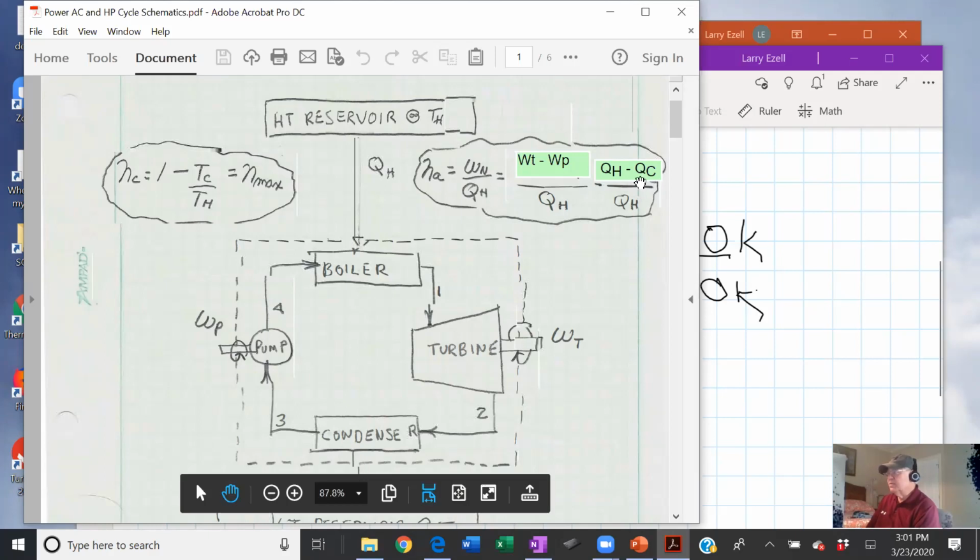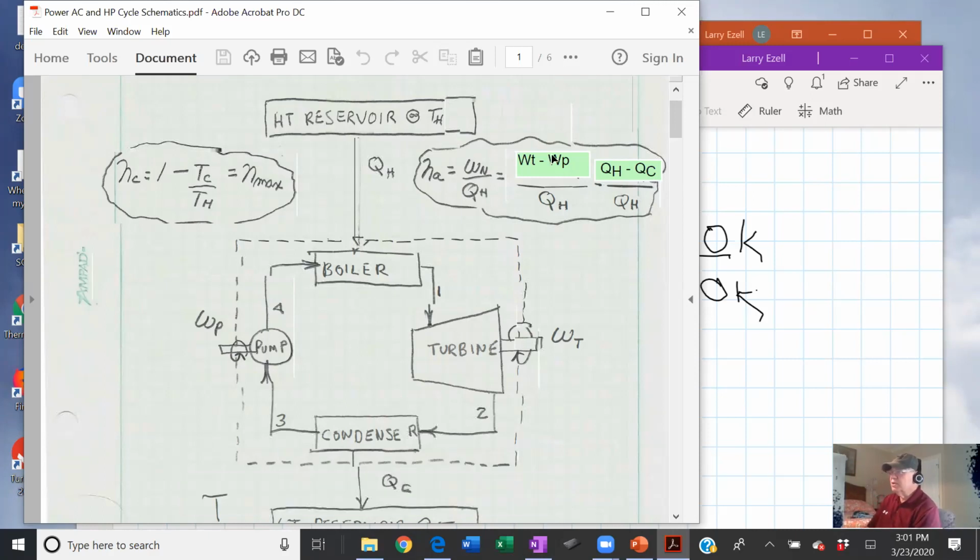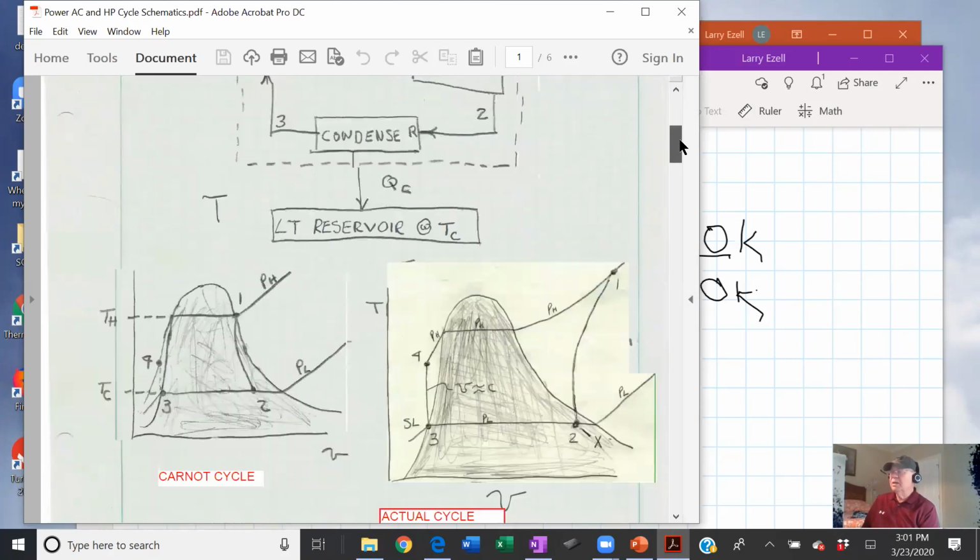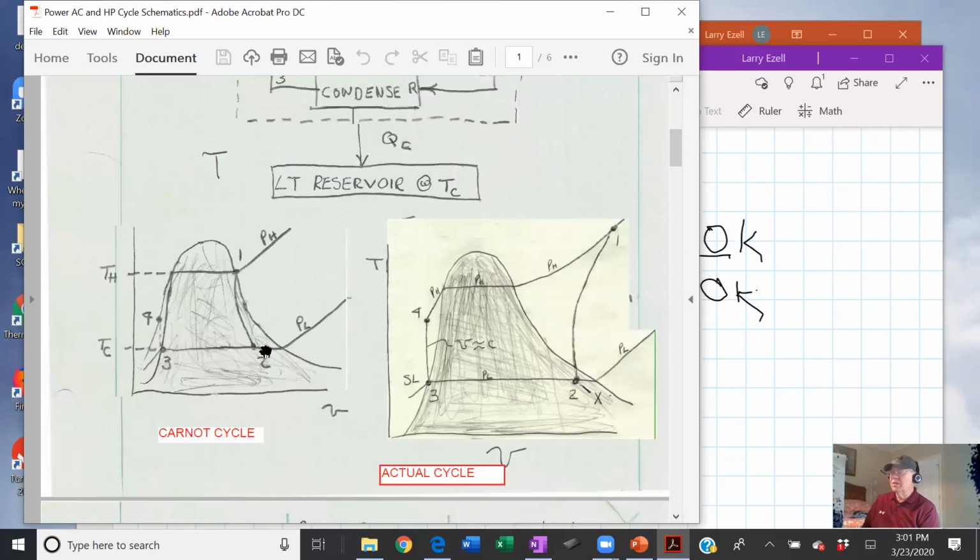QC is heat out, so QC is negative. So you'd get a positive number over a positive. If we use our definition, we'd get work of the turbine as positive, and work of the pump as negative. We algebraically compare those, we get a positive number because the turbine work is at least 100 times greater than the pump work. And we divide it by QH. So a positive over a positive gives us a positive. So that's pretty straightforward. Now here's the Carnot cycle.